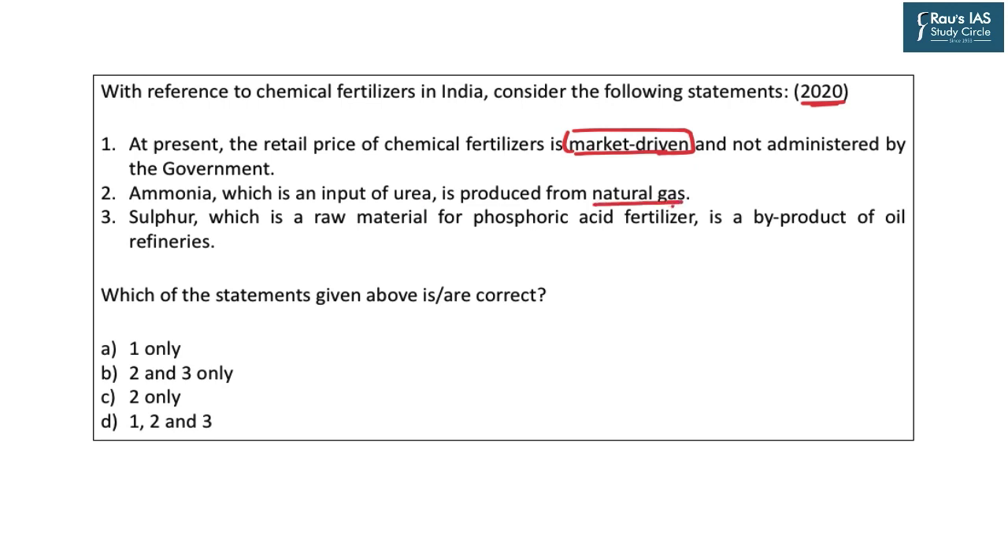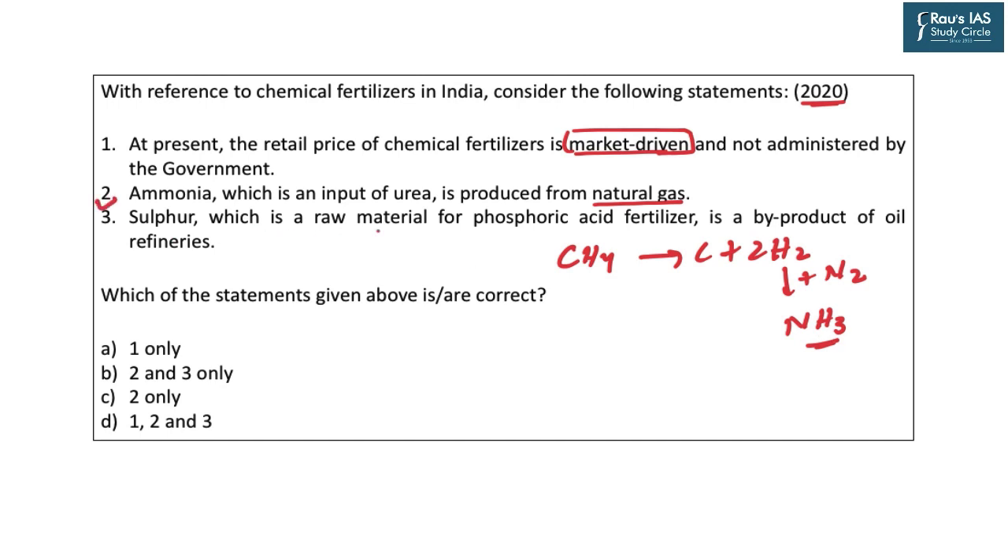Ammonia, which is an input of urea, is produced from natural gas. It is correct. Ammonia has been synthesized for very long from natural gas. In this process, the natural gas is reduced to carbon and hydrogen. The hydrogen is then purified and reacted with nitrogen. This produces ammonia. This synthetic ammonia is used as fertilizer either directly as ammonia or indirectly after synthesis as urea, as ammonium nitrate, as ammonium phosphate. So the statement is correct.